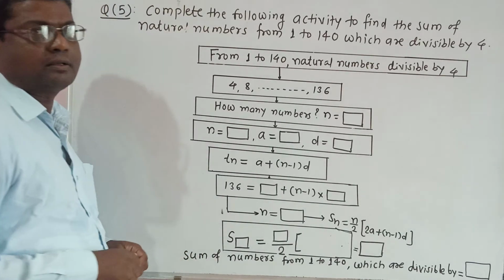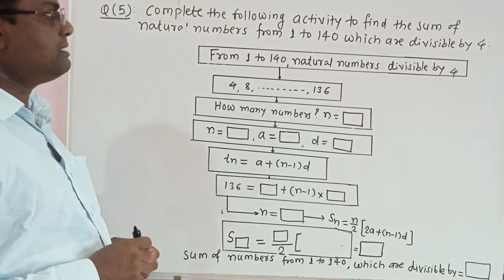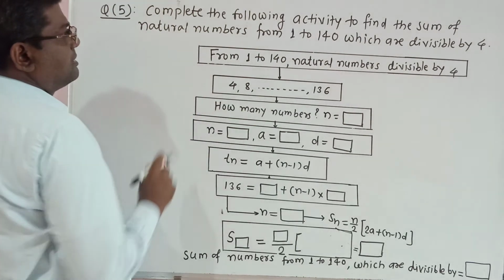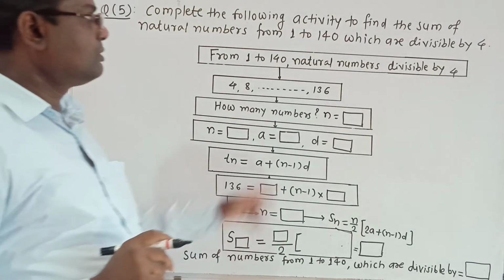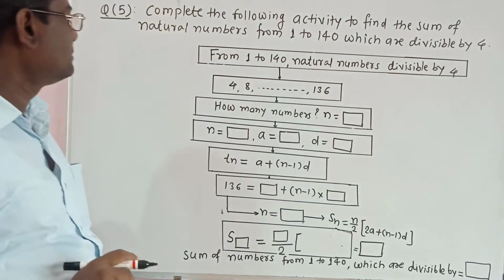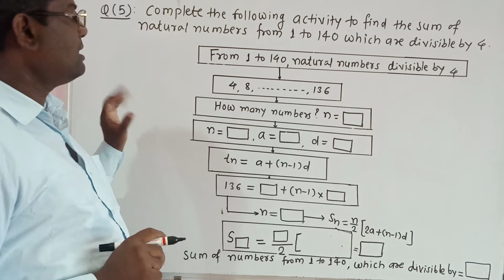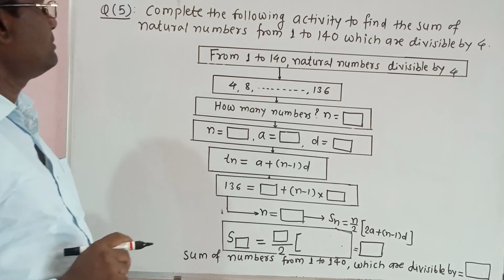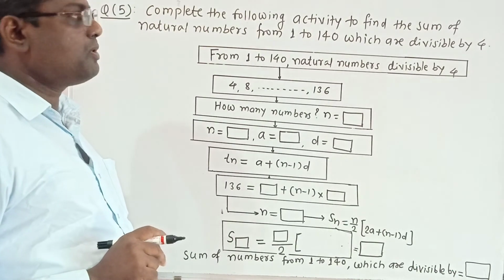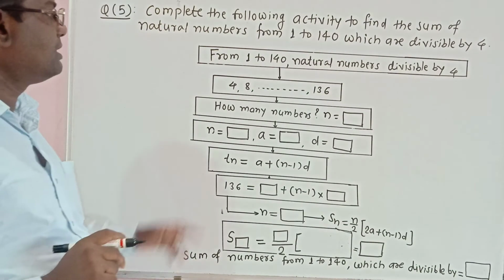Question number 5. Complete the following activity to find the sum of natural numbers from 1 to 140 which are divisible by 4. Here we have to complete one activity and find the sum of natural numbers from 1 to 140 which are divisible by 4. Now let's see the activity.